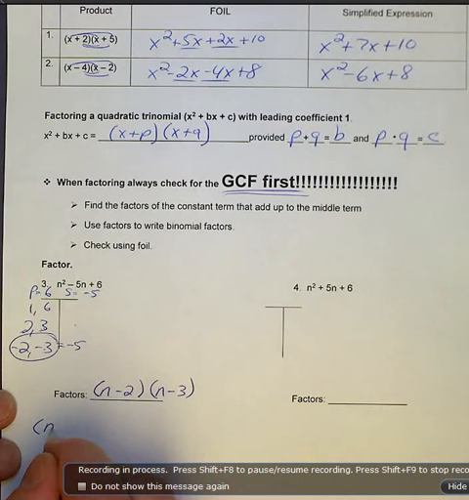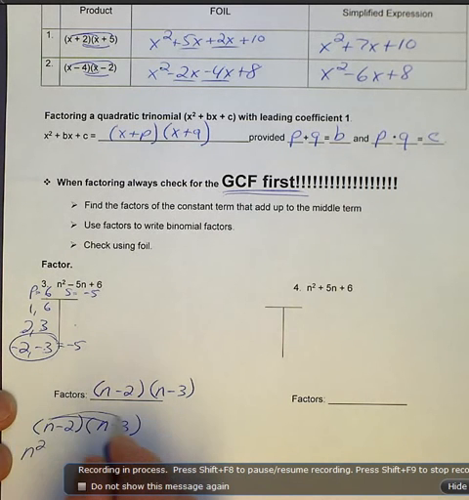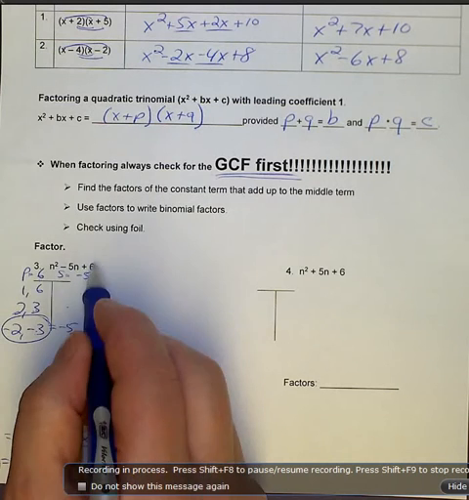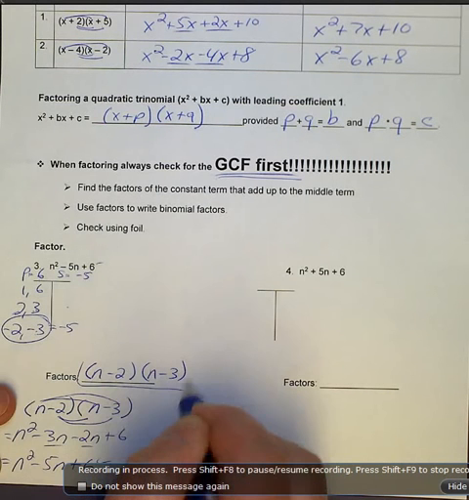So to check it, you want to use your table method. I'm going to use FOIL. So, first, n squared, outside, negative 3n, inside, negative 2n. Last, a positive 6. I'm going to combine my like terms. I get n squared minus 5n plus 6. That checks with up here. So these are my factors. I did all the work correct.